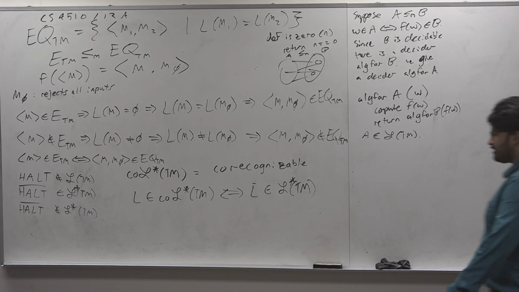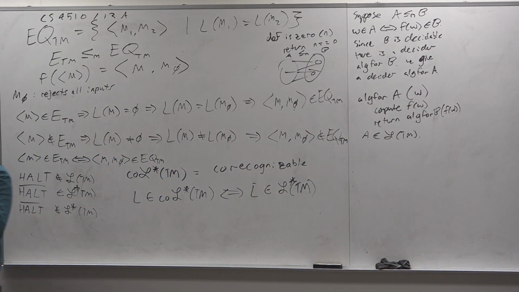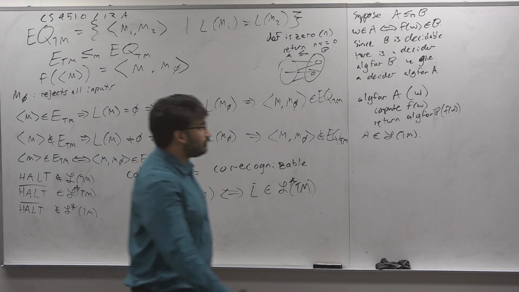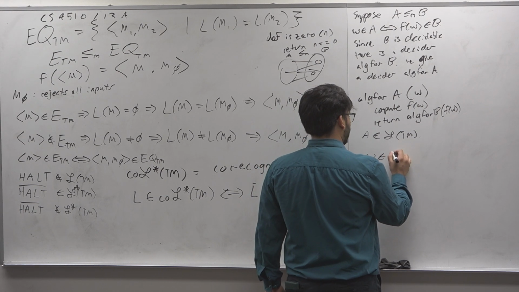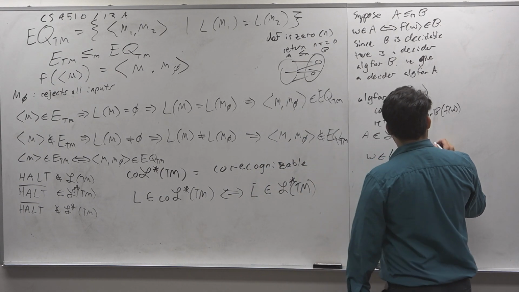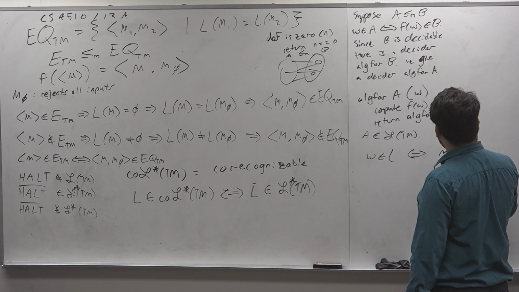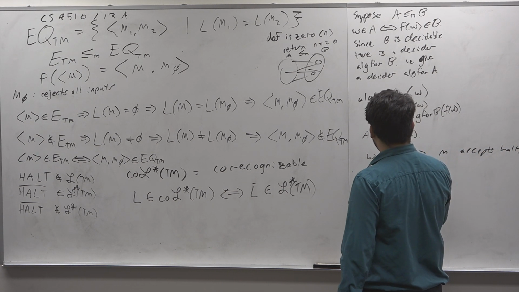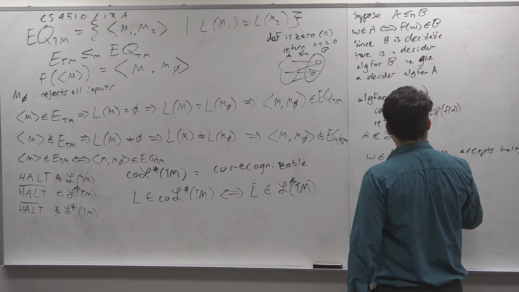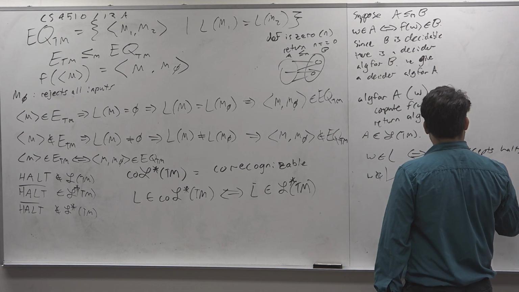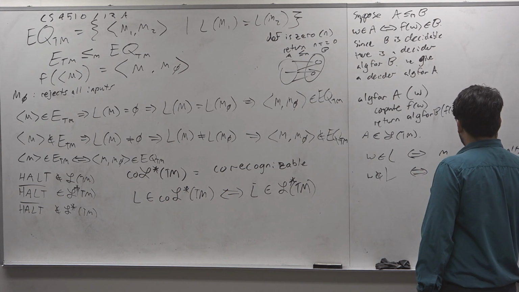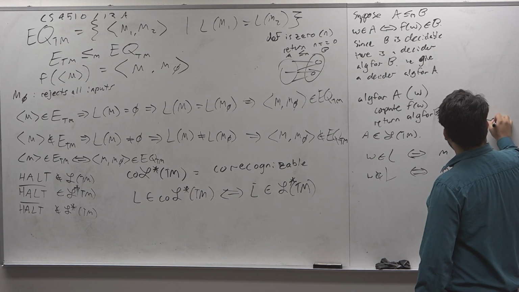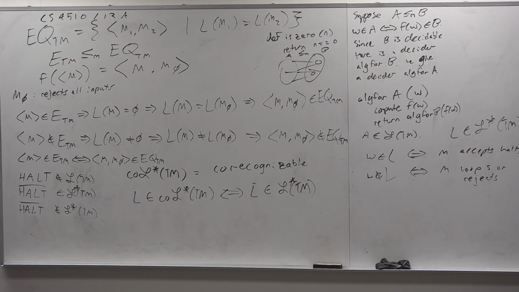Is ATM recognizable? By a recognizer, again, we mean a semi-decider in the sense that we say W is in L if and only if M accepts and halts, and we say W is not in L if and only if M loops or rejects, right? And that's what we mean when we say a language is recognizable. So there's at least a half decider, a semi-decider for it.